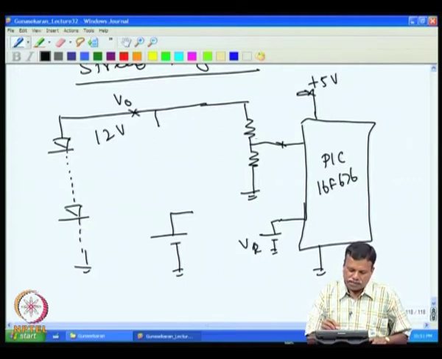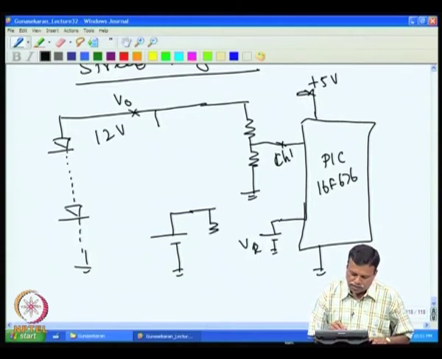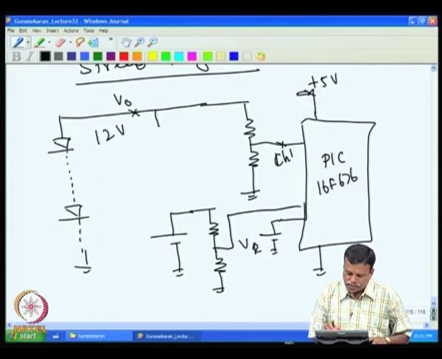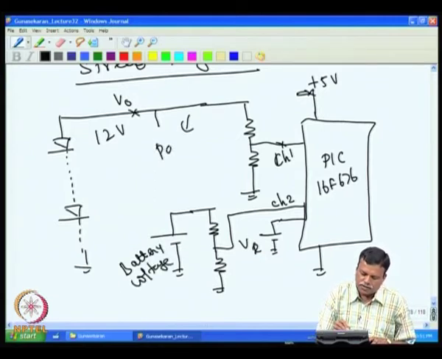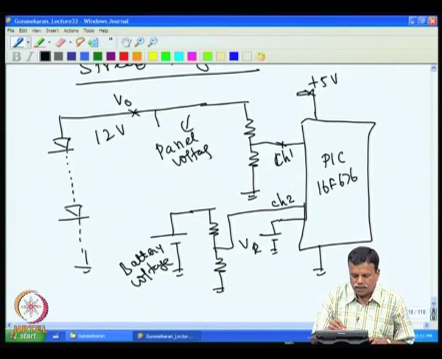So, I divide this voltage and give it to channel 1, for example. Similarly, the battery voltage also is divided and given to channel 2. So, the solar panel voltage and the battery voltage are fed to the PIC microcontroller for the conversion.